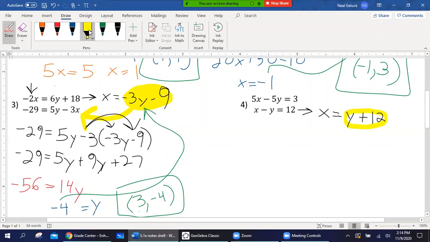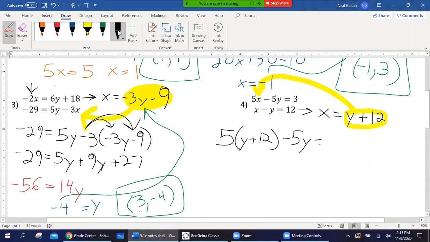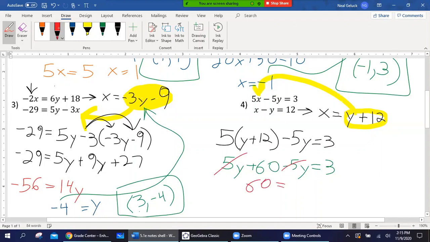So now I can take that and plug it in for x. So this will give me 5 times y plus 12 minus 5y equals 3. So I've got 5y plus 60 minus 5y equals 3. You notice there's an issue here. 5y minus 5y is gone. I have 60 equals 3.